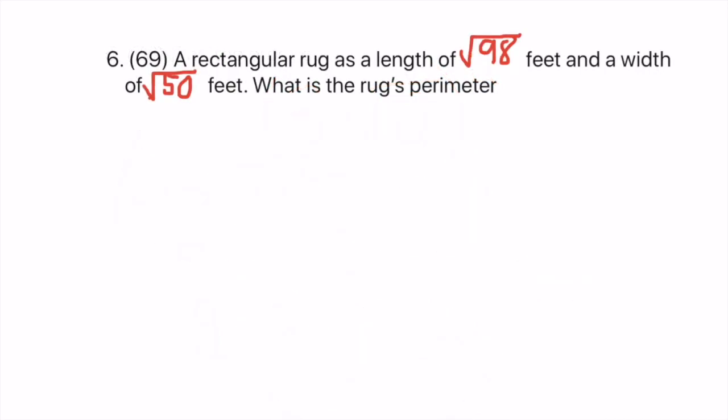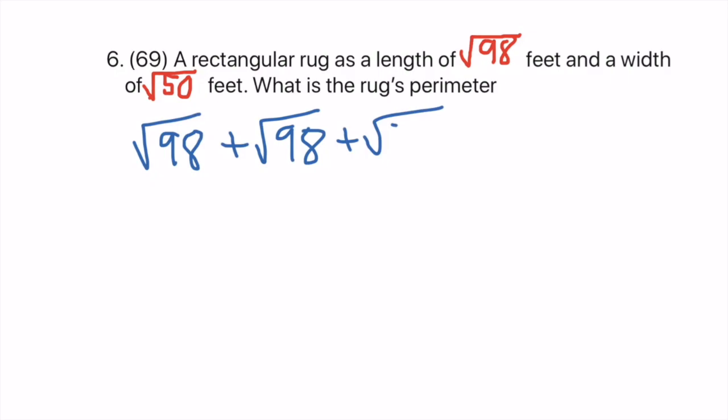Number 6, a rectangular rug has a length of √98 feet and a width of √50 feet. What is the rug's perimeter? So if we look at this one, we basically have √98 plus √98 plus √50 plus √50. So that's how you find the perimeter. You add them all together.